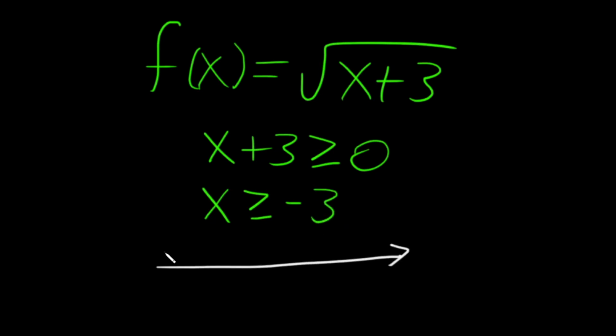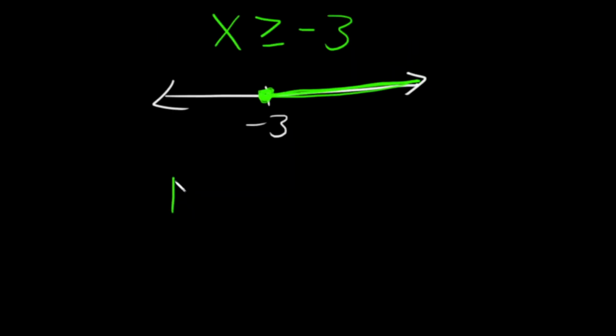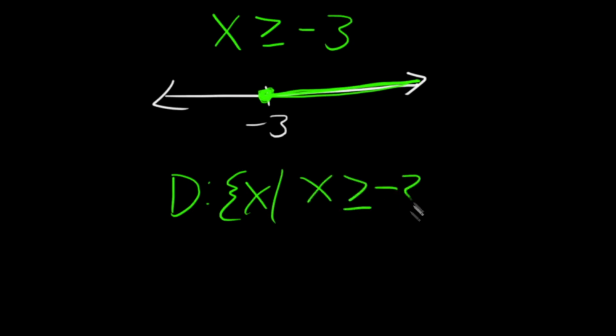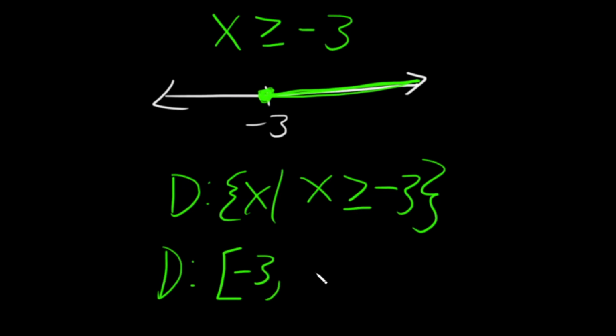On the number line, we can plot -3 here. We'll use a closed circle because it's not just greater than, it's greater than or equal to. And because it's greater than, we'll shade to the right. In set notation, the domain is x such that x is greater than or equal to -3. With interval notation, we're starting at -3 and we're including the -3. So we'll use a bracket, -3, and we're going all the way to +infinity.